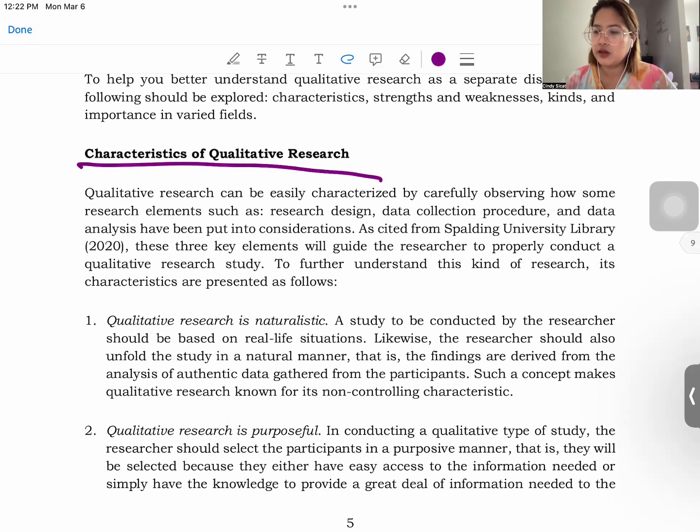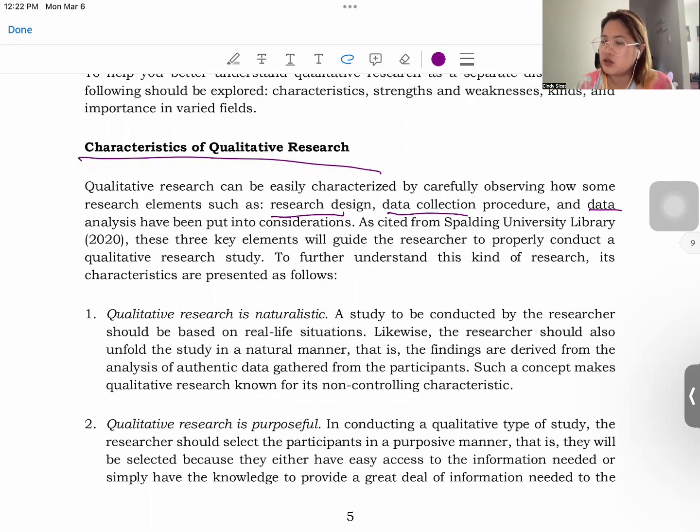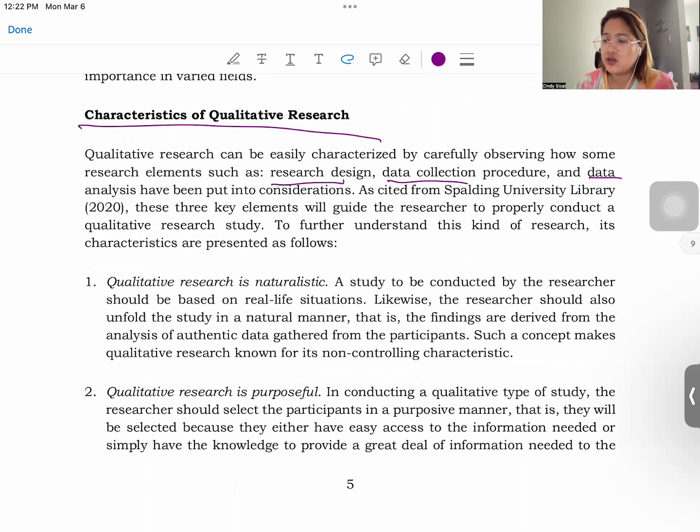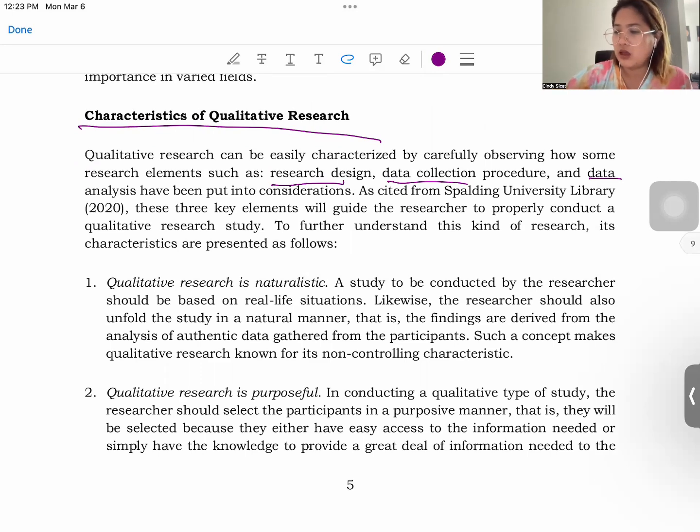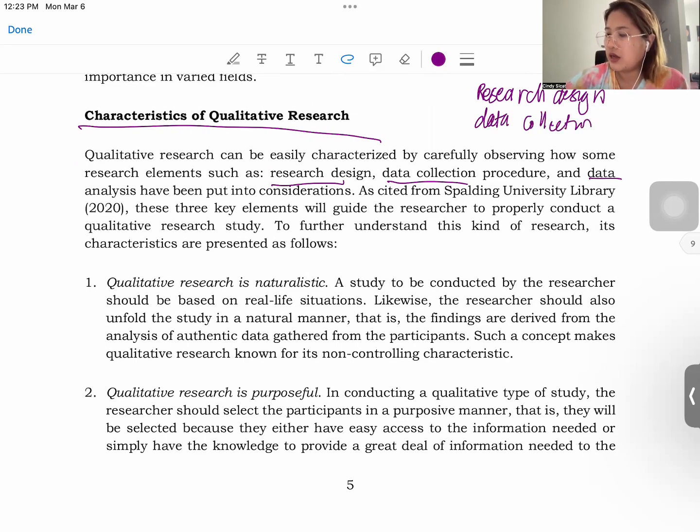Qualitative research can be easily characterized by carefully observing how some research elements such as research design, data collection procedure, and data analysis have been put into consideration. As cited from Spalding University Library 2020, these three key elements will guide the researcher to properly conduct a qualitative research study. Even if we juxtapose it with quantitative, they really differ in research design, data collection procedure, and data analysis.